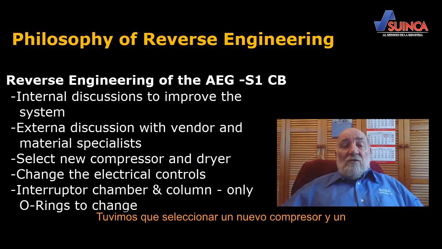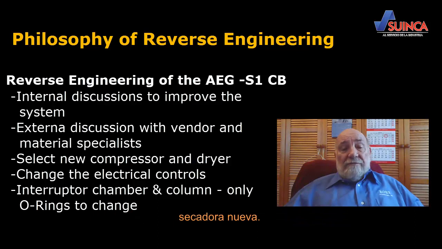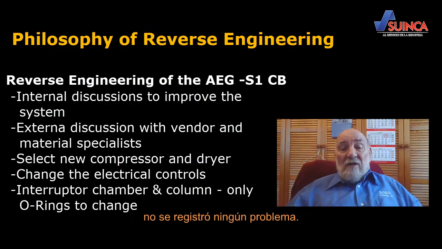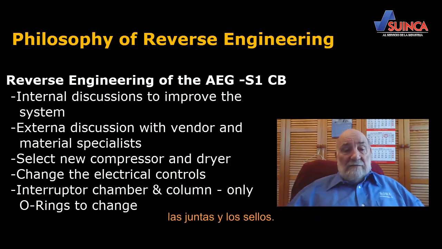We had to select a new compressor and a new dryer. We changed the electrical controls. For the interrupter chamber and column, there was no problem and there was no recorded problem, so the only thing we had to reverse engineer was O-rings and gaskets and seals.